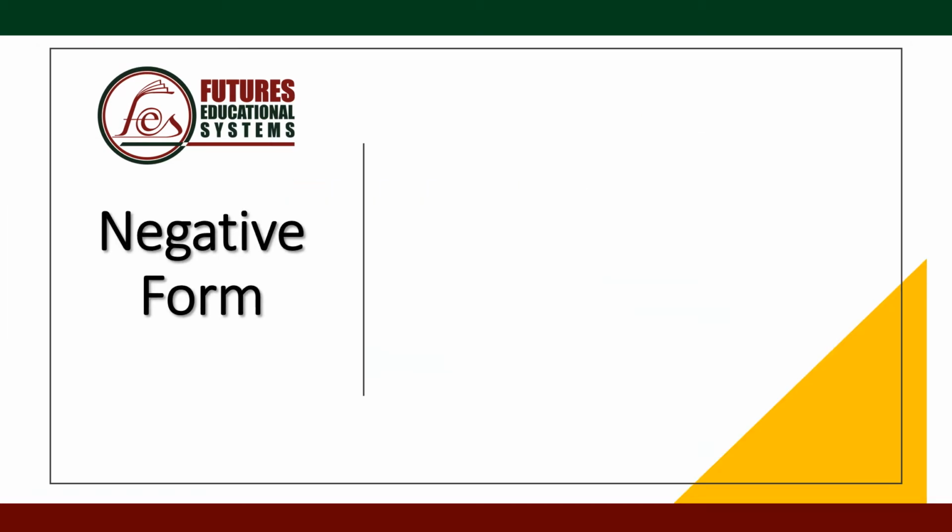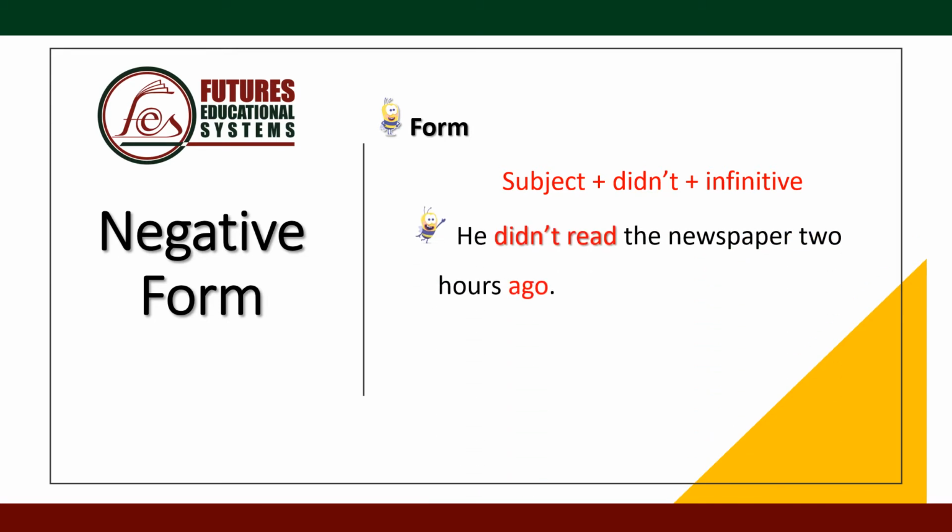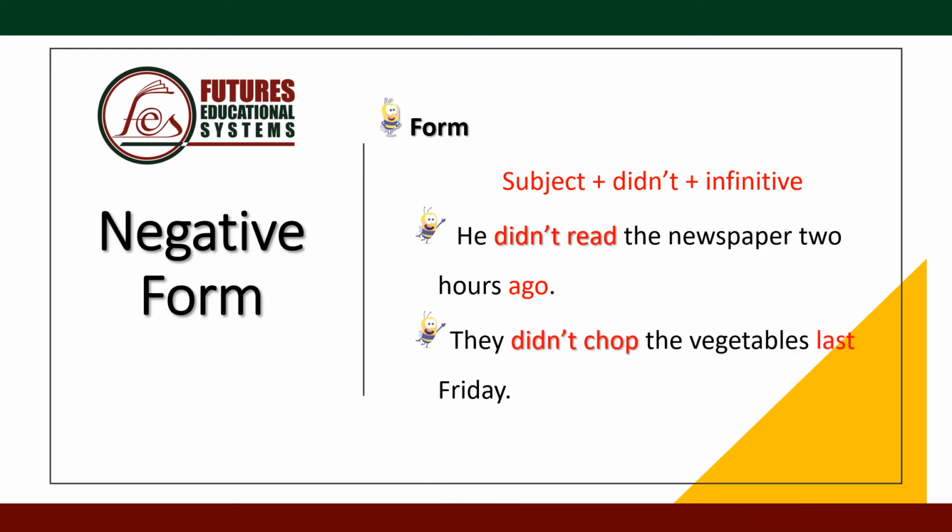What about the negative form? We have the subject plus didn't plus the infinitive. He didn't read the newspaper 2 hours ago. So the affirmative was he read the newspaper 2 hours ago, and when we need to negate it, we change read into didn't read. Didn't plus the infinitive. They didn't chop the vegetables last Friday. Did not plus the infinitive.